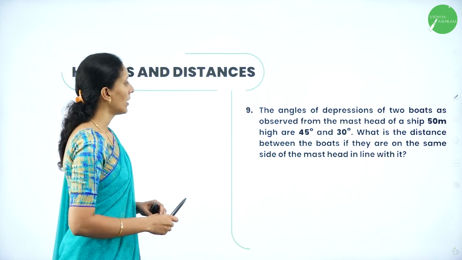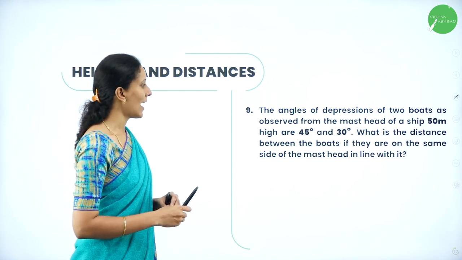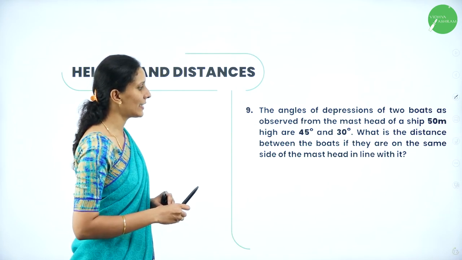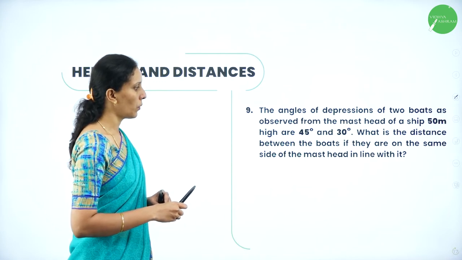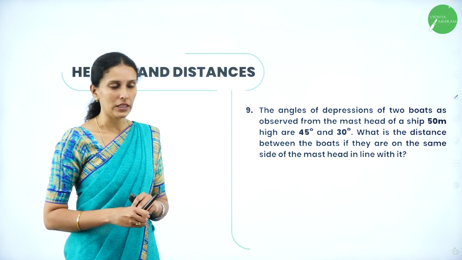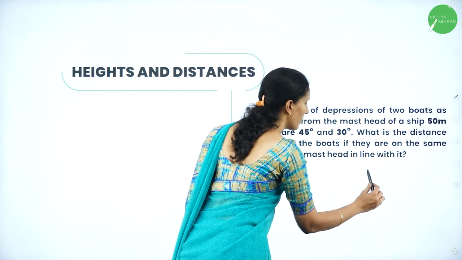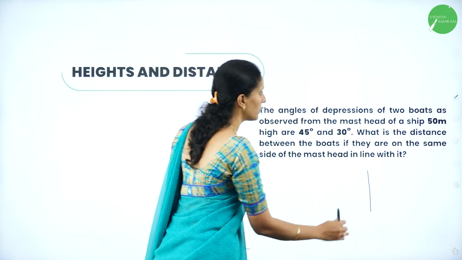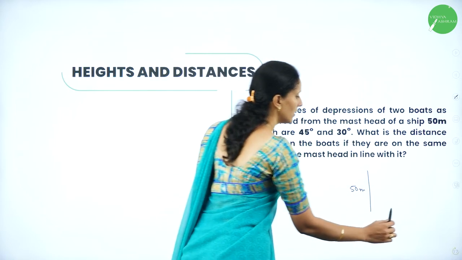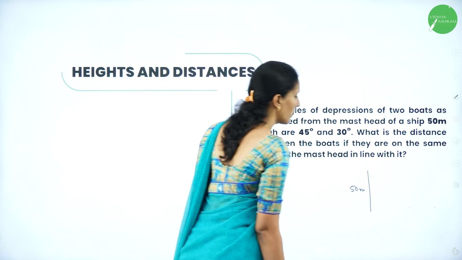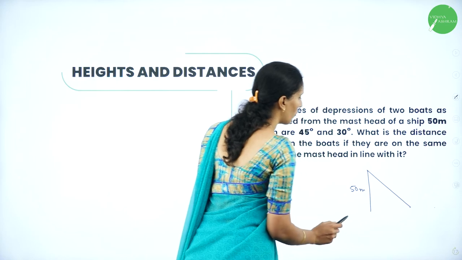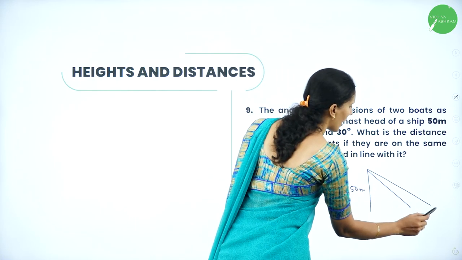Next question. The angles of depression of two boats as observed from the masthead of a ship 50 meter high are 45 degree and 30 degree. What is the distance between the boats if they are on the same side of the masthead in line with it? I have a ship here whose height is 50 meter. I have two boats here. So when I see from the top of the ship, the first boat has an angle of 45 degree and the second boat has an angle of 30 degree.